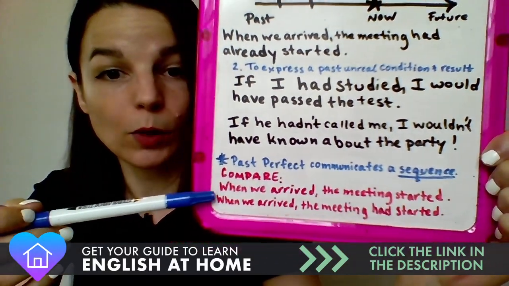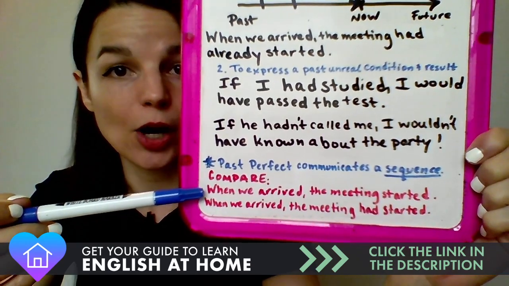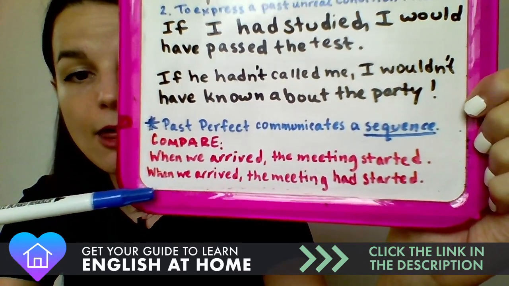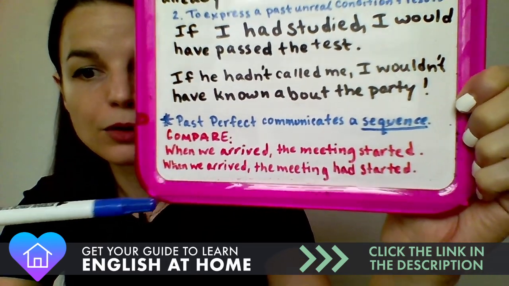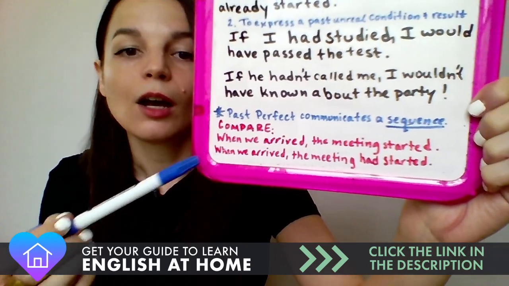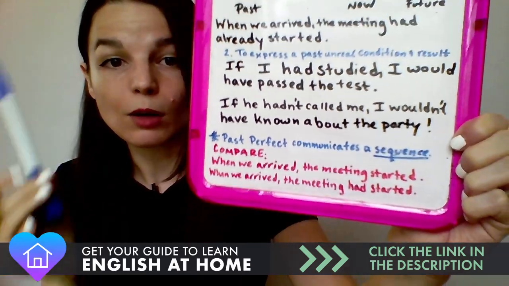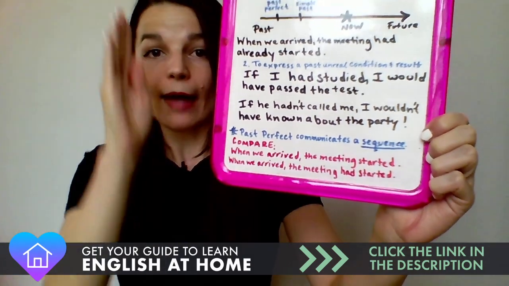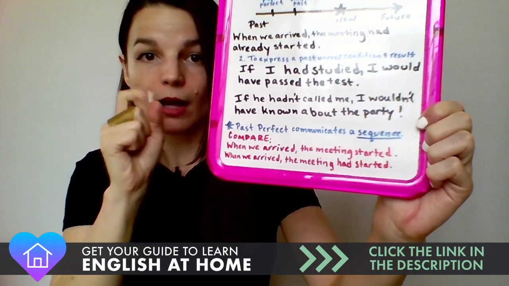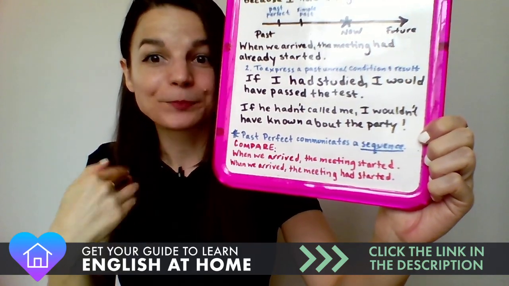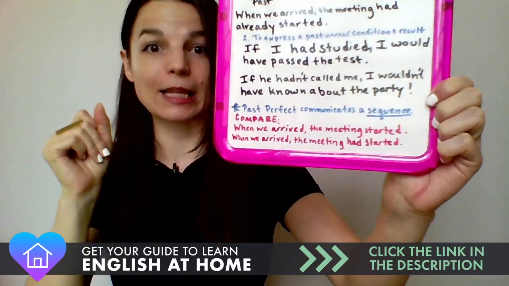First one, when we arrived, the meeting started. Second, when we arrived, the meeting had started. So what's the difference between these two sentences? Why should we care? The first sentence, when we arrived, the meeting started. It sounds like at the moment we arrived, the meeting started. Like the other people were waiting for us. So when we arrived, okay, we started the meeting.